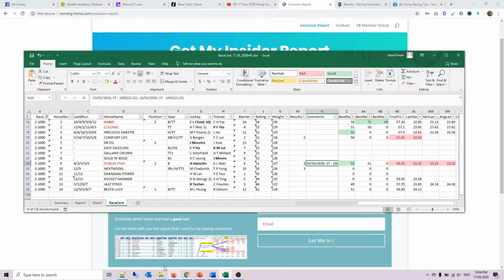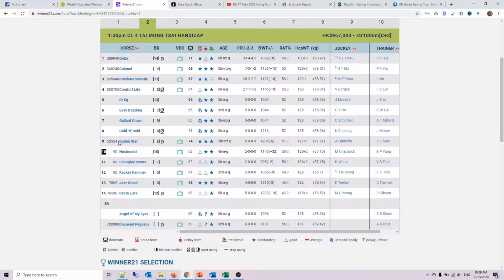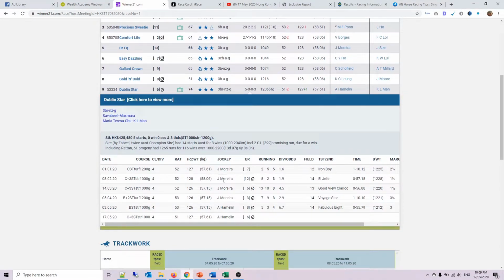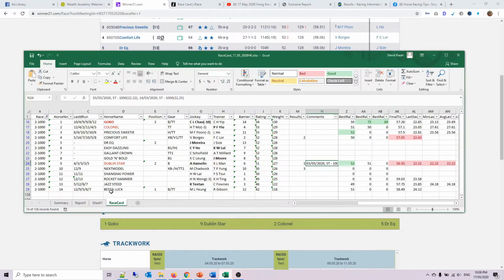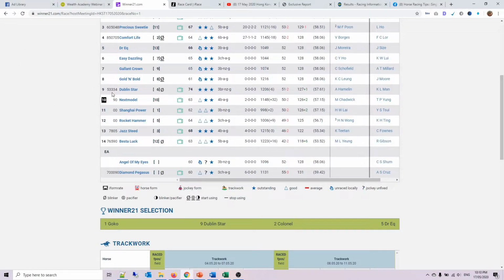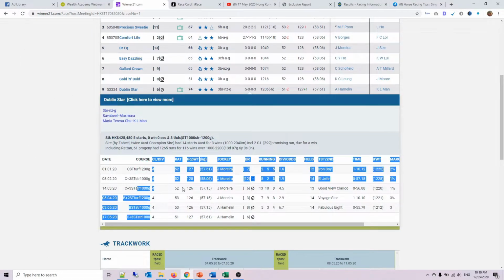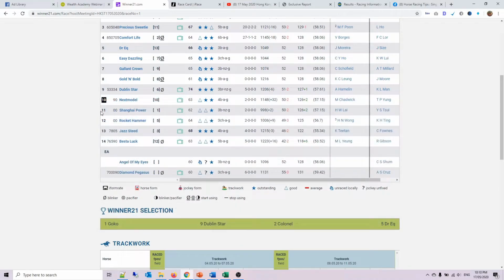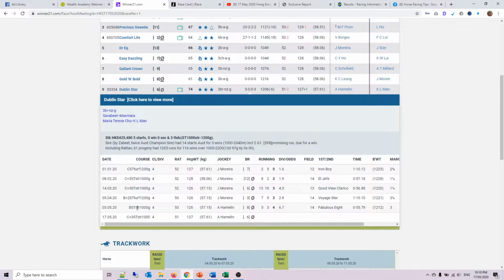So let me show you the racing form. Race 2, number 9, Dublin Star. I have two times this horse ran pretty well. The first one is the 14th of March, and the second one is the 3rd of May. So this horse is running very well, had a good run on 1000 meters on these two dates.